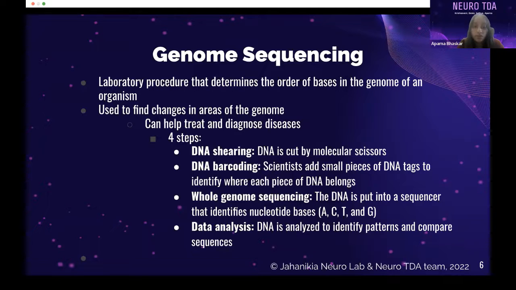The first step is DNA shearing, which is basically where the DNA is cut by molecular scissors. And then there is DNA barcoding, where scientists add small pieces of DNA tags to identify where each piece of DNA belongs. Thirdly, there's whole genome sequencing, where the DNA is put into a sequencer that identifies nucleotide bases, which are specifically A, C, T, and G. And then the fourth step is data analysis, where the DNA is analyzed to identify patterns and compare sequences.